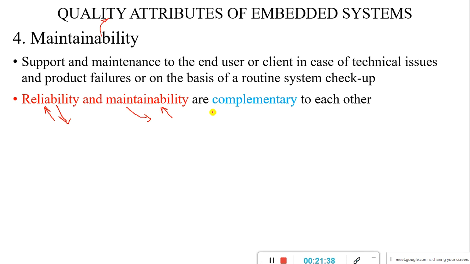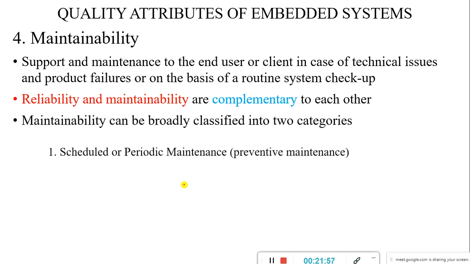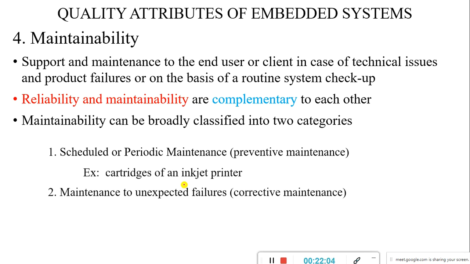These are a few important points you are supposed to understand, and make sure you try to give the clear difference between reliability and maintainability. Once again, maintainability can be classified into two important classifications: one is scheduled or periodic maintenance, which we call preventive maintenance, and the second is maintenance due to unexpected failures.